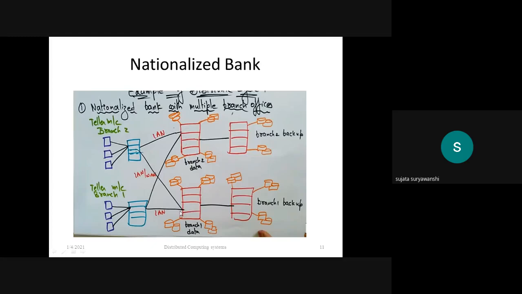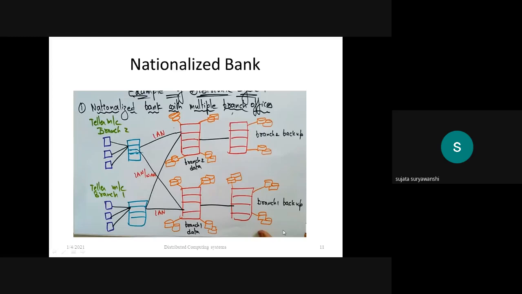It is updated at the main server of both branches. And in case of failure, backups are available here, but backups are only connected to the same branch. Backups are not connected to another branch, because this backup is only for branch 2 and this backup is only for branch 1. This is one example of a distributed system where we can perform different tasks remotely from anywhere.